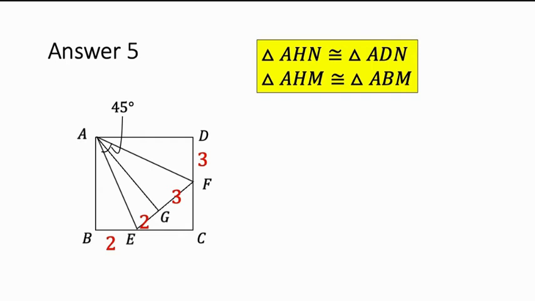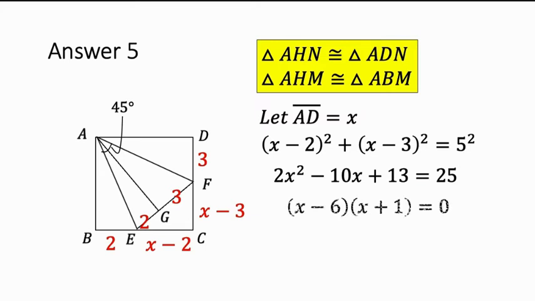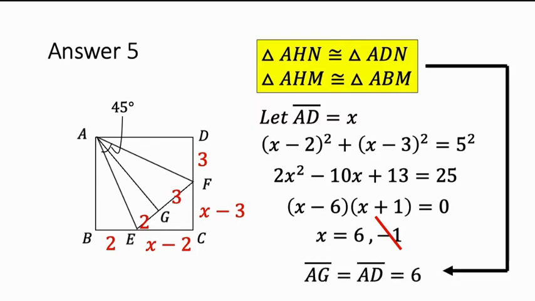Then we'll let AD equal X. This means that EC equals x minus 2, FC equals x minus 3. By the Pythagorean theorem, we can get this. By further simplifying it, we can get that x either equals 6 or negative 1. But this length must be a positive number, so negative 1 will not be the answer. From the symmetry, we can further derive that AG equals AD. This means that our answer for AG is just 6.